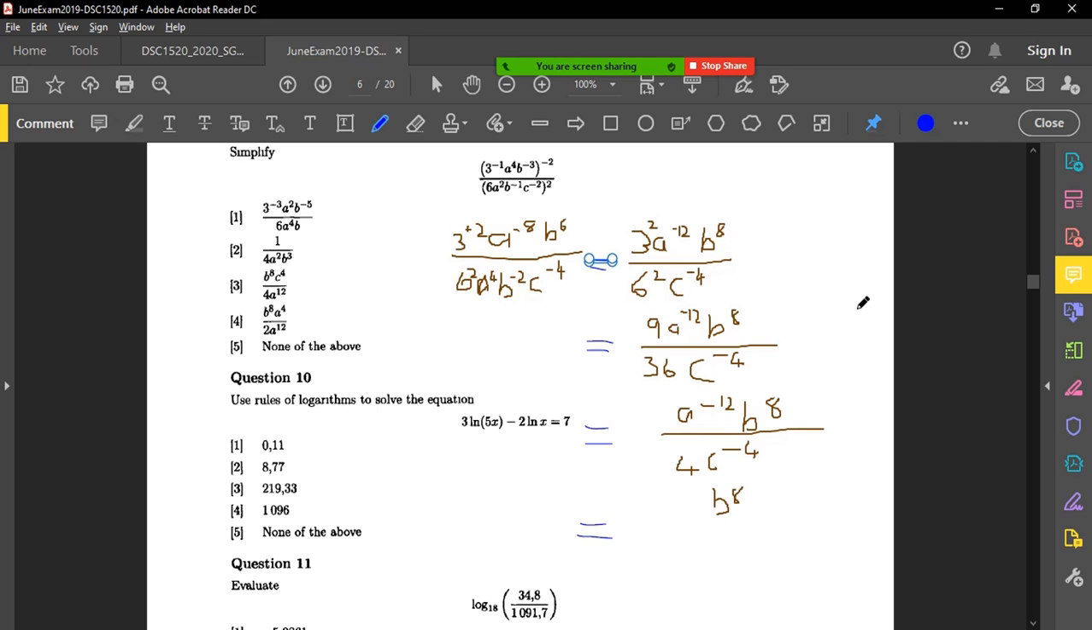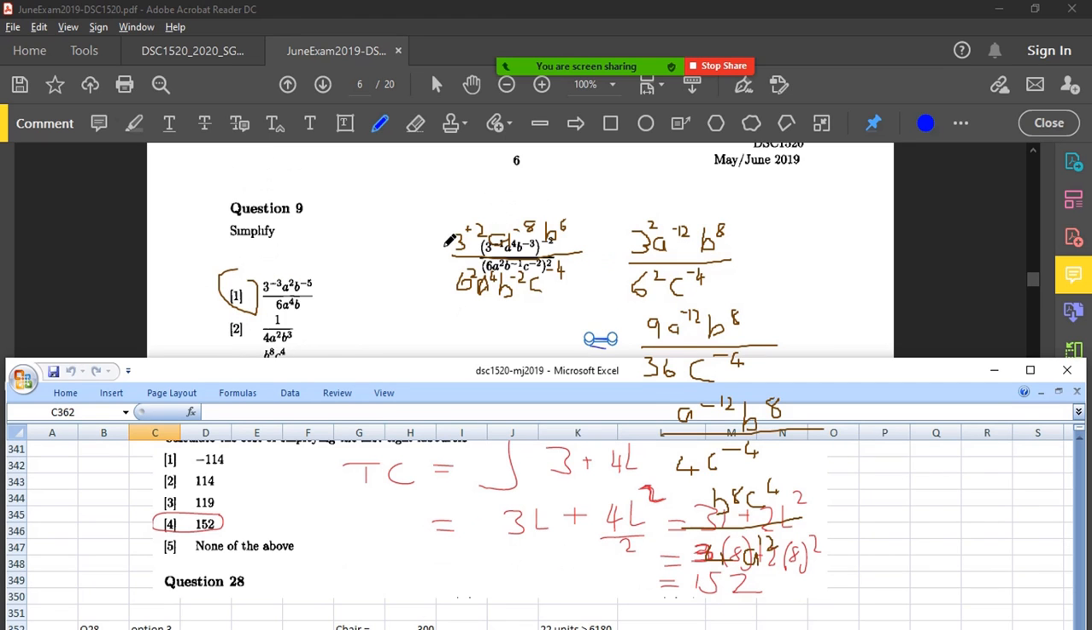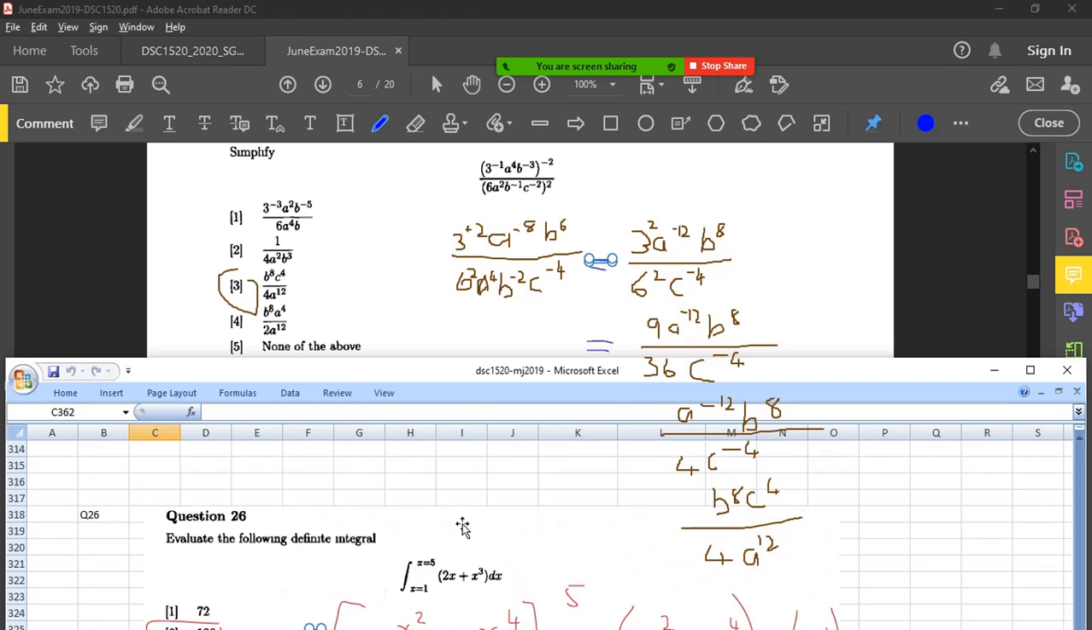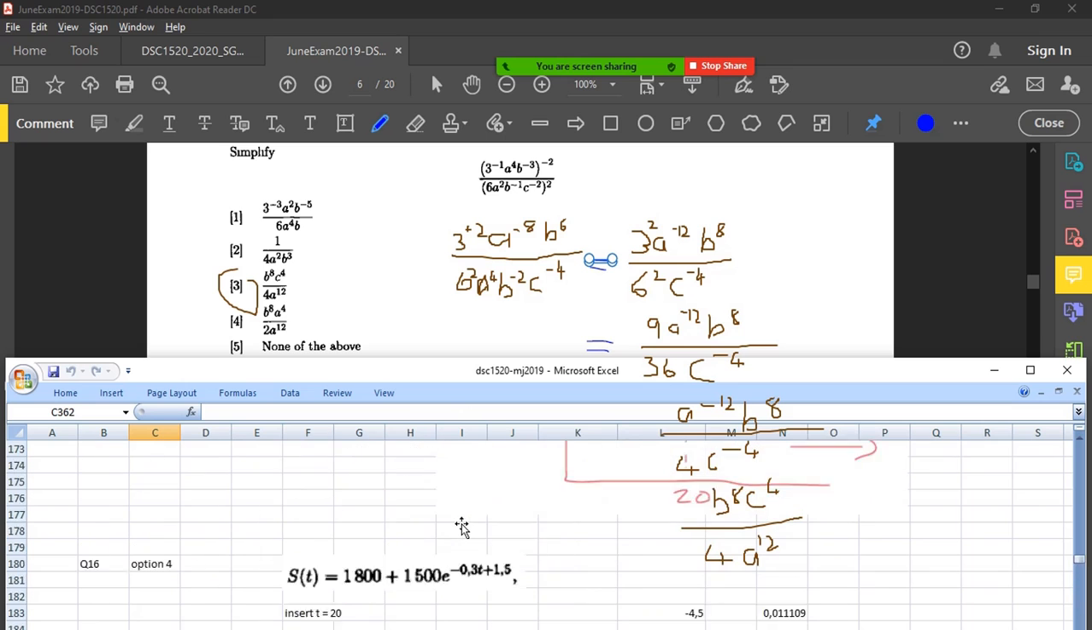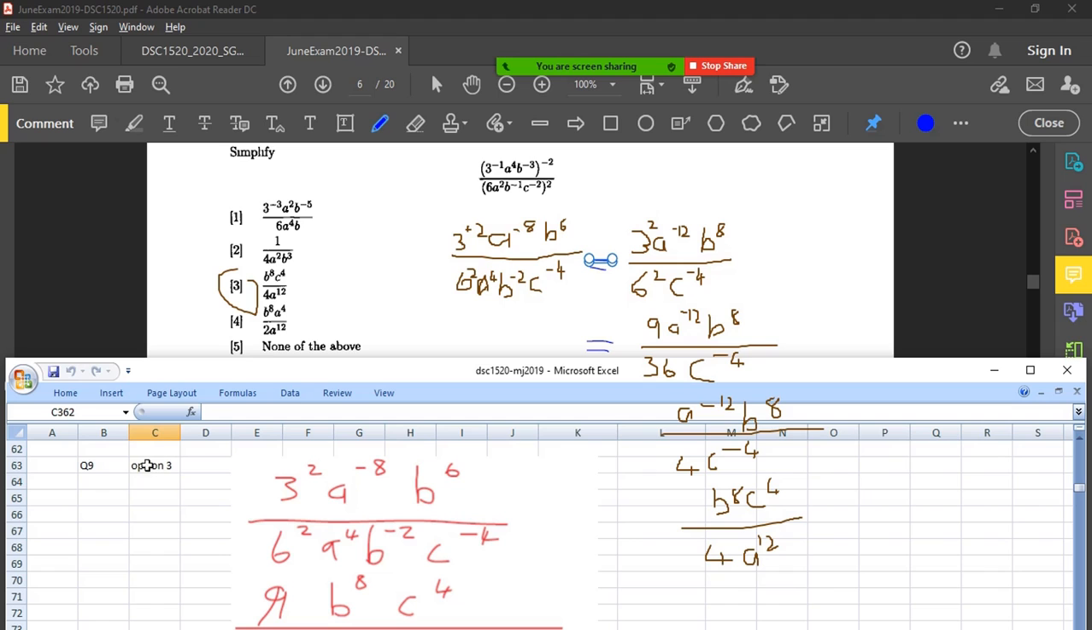B8 C4 over 4A12. And that's option? Option 3. Yes, let's check if it's correct. What number was this? This was number 9. When we did this previously, let's just double check. Yes, option 3. Perfect. Good job. There you go.